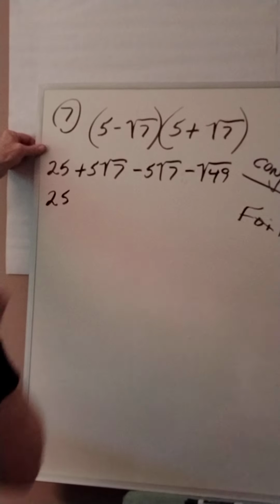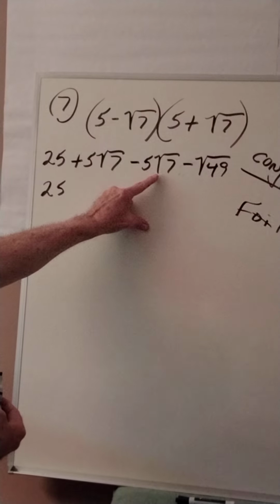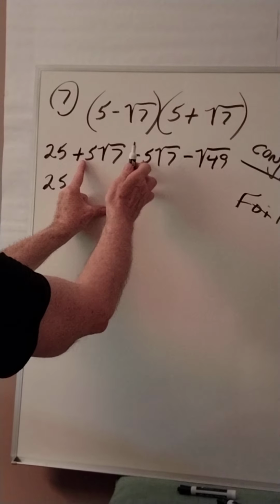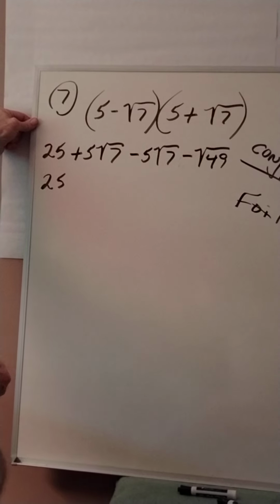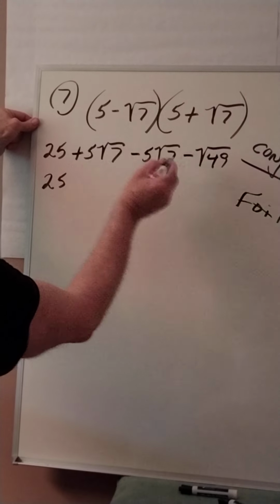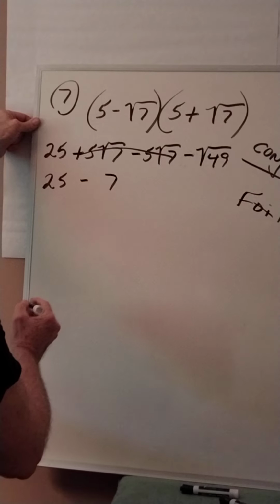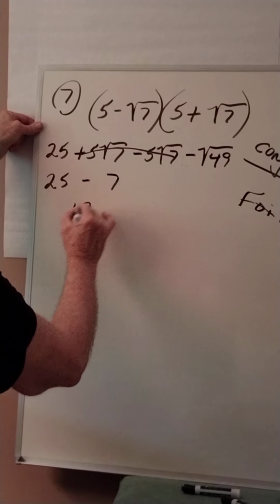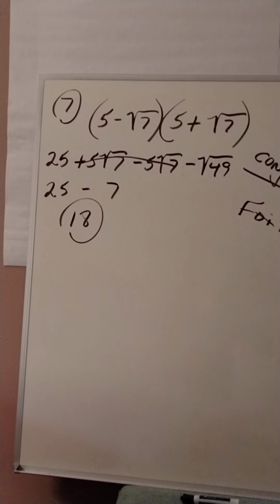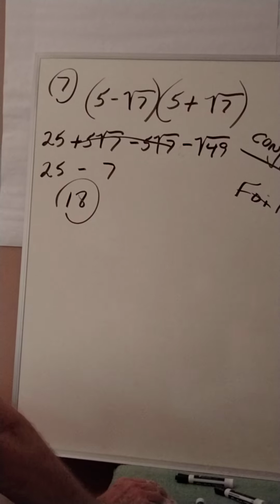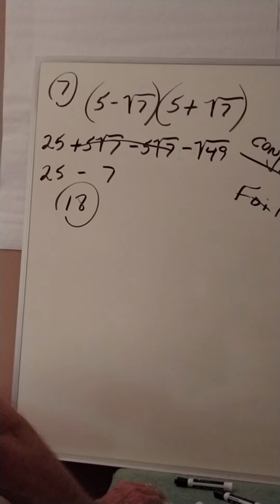Bring down the 25. Positive 5 root 7 combined with a negative 5 root 7. Add the positive 5 with the negative 5. You'll get 0 root 7, and 0 times anything is 0, so they cancel out. And you're left with negative 7. And 25 minus 7 will get it down to 18. I'd like you to add a little note to problem number 7. It's going to be key as we move in to the next section.